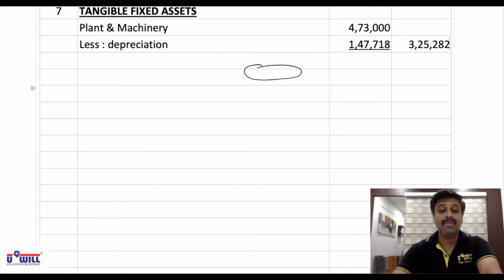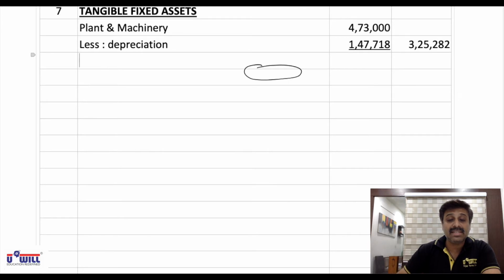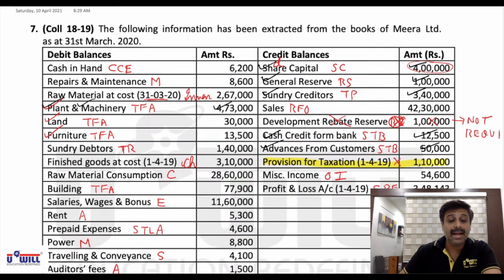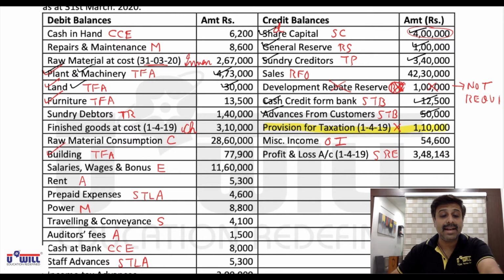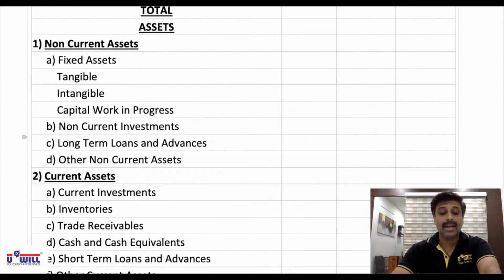Then after plant and machinery, which is the next tangible fixed asset, we have land. Land of 30,000 is not subject to depreciation. In fact, building you should have put that is subject to depreciation. So land we will directly write in outer column 30,000.